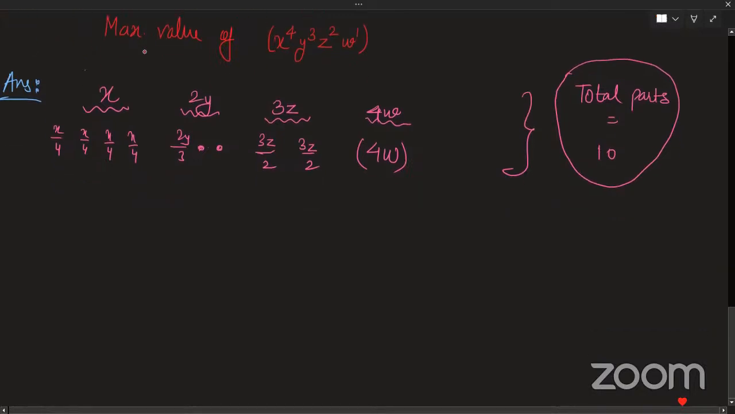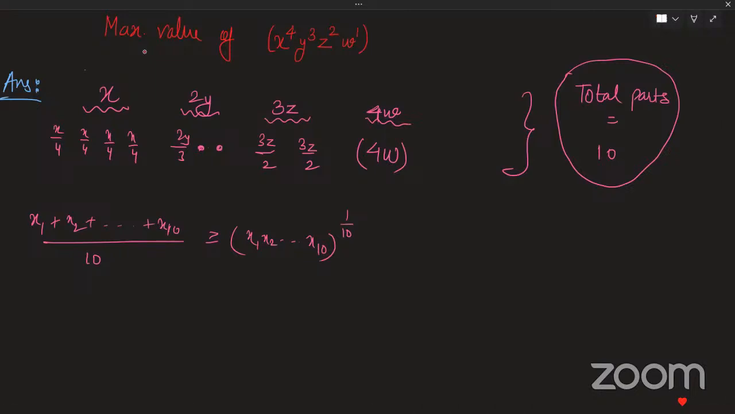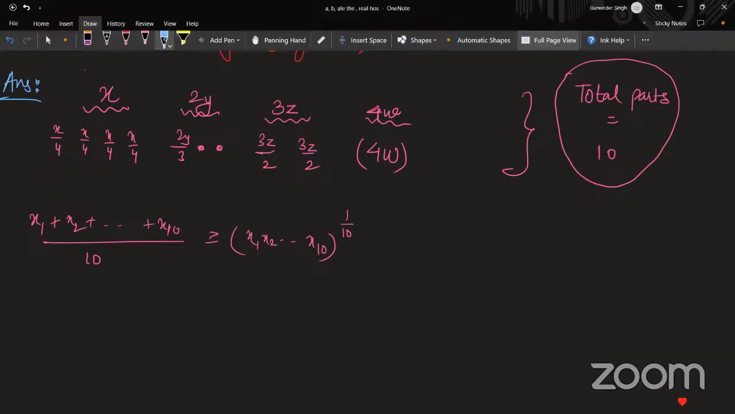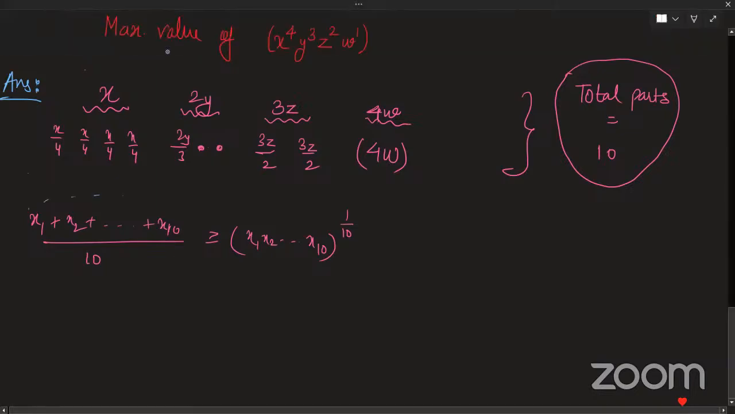Okay. So if I have total 10 parts, then x1 plus x2 plus so on up to x10, divided by 10, is greater than or equal to x1, x2, so on, whole raised to 1 by 10. Right, everyone? Can you help me evaluate the left part first? What is the left part?